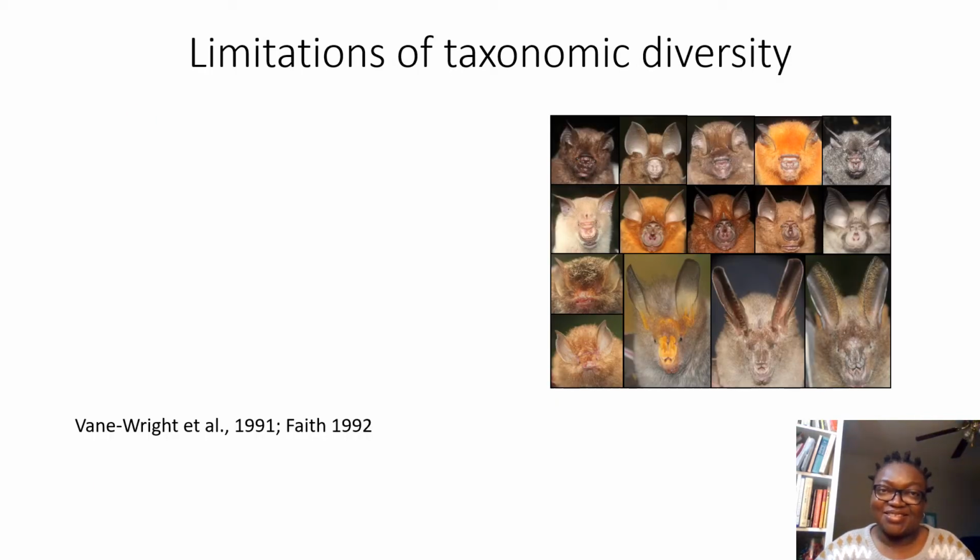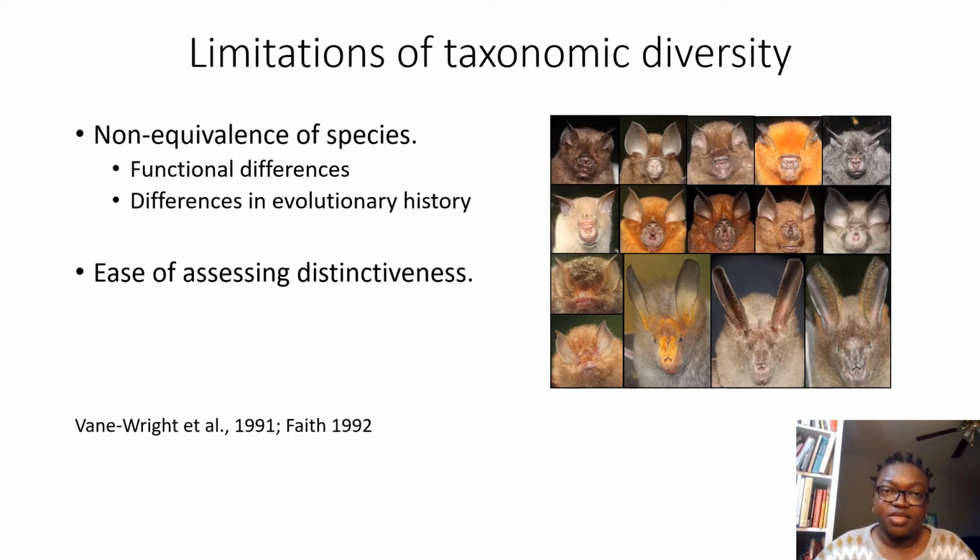In the late 80s, with the development of molecular techniques and their implications for conservation, many authors started to argue about the efficacy of the use of species as units for conservation. In fact, the argument that taxonomic diversity is quite limited because it assumes that species are equivalent, when in actual fact, the species differ in terms of their functionality as well as their evolutionary history.